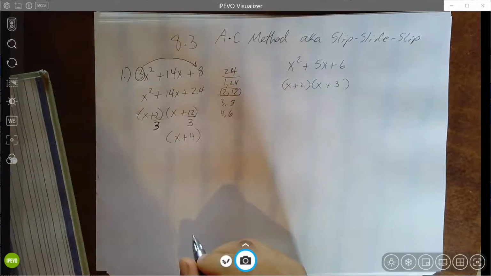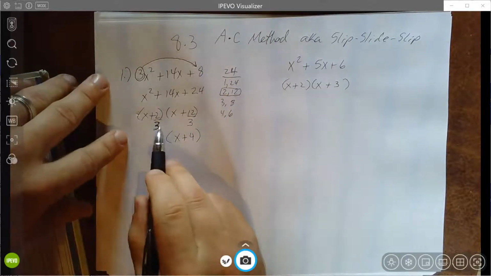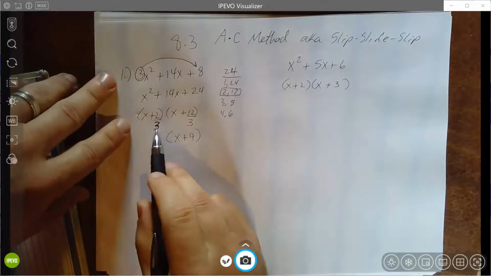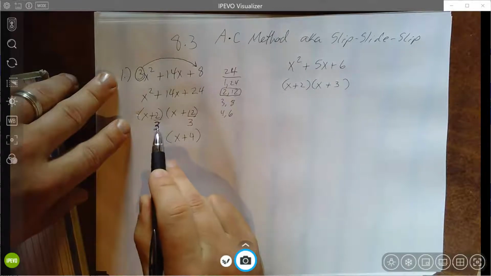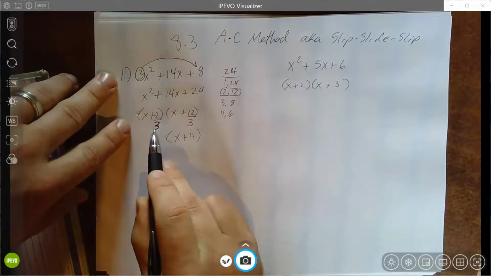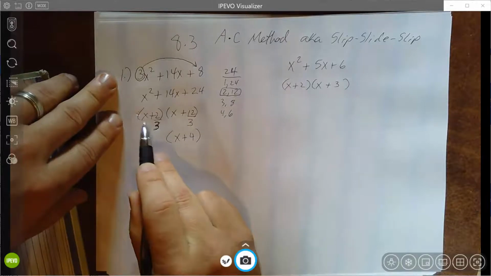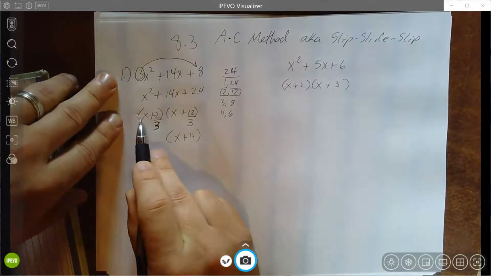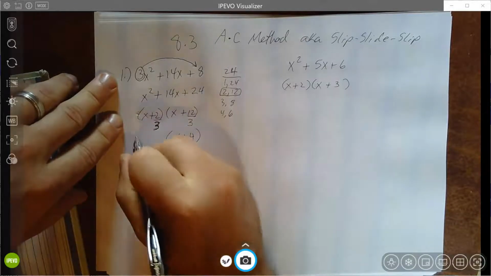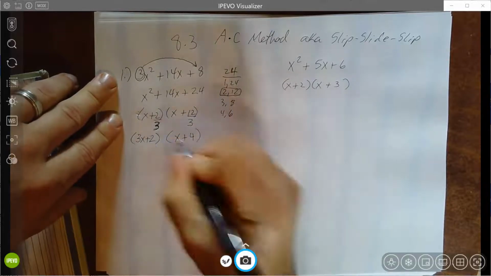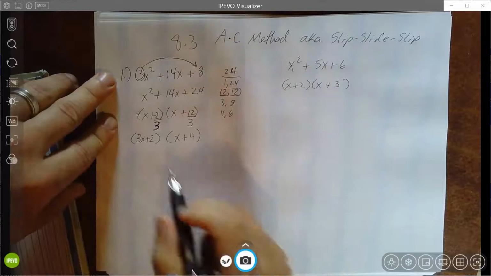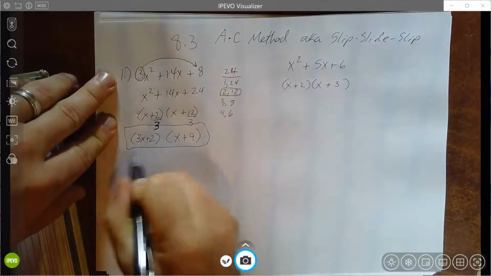Once you reduce, if you can't reduce anymore, or if you can't reduce at the beginning, if you still have a number on the bottom of this fraction, you're going to put it back in front of that x. You're going to put it back in front of the x that is in that parentheses. So that is going to become 3x plus 2. So this is it. That's it. That's how you factor it.